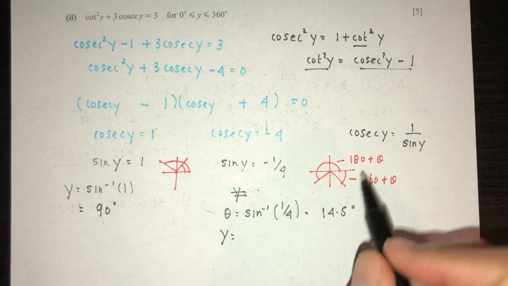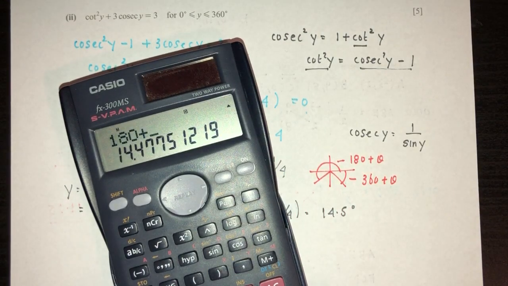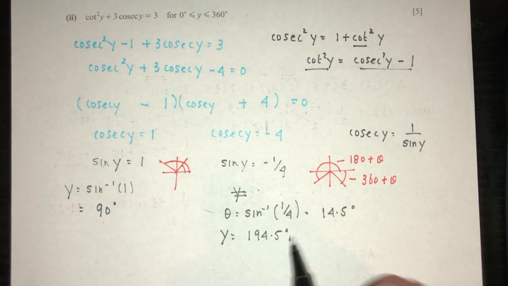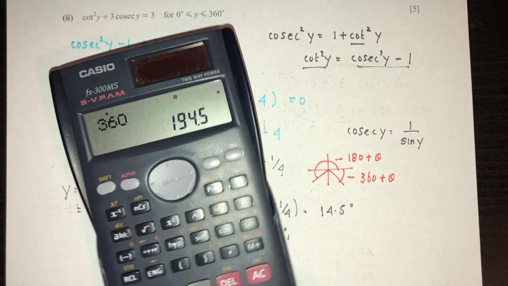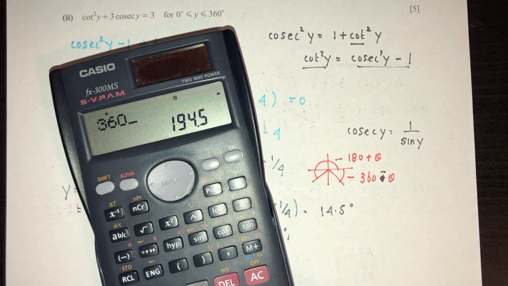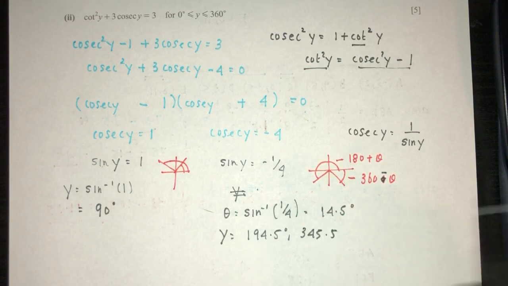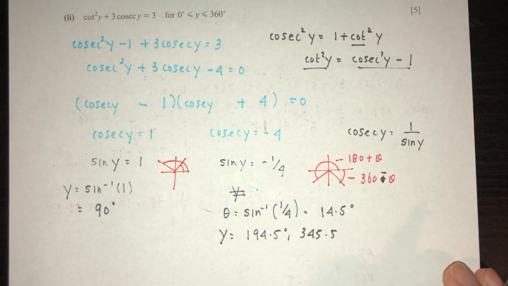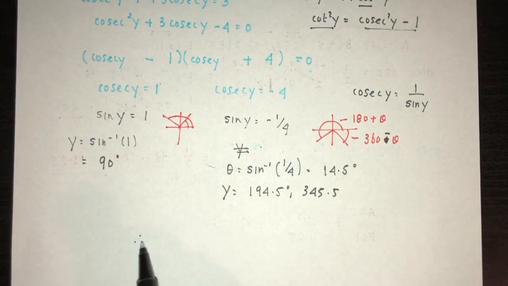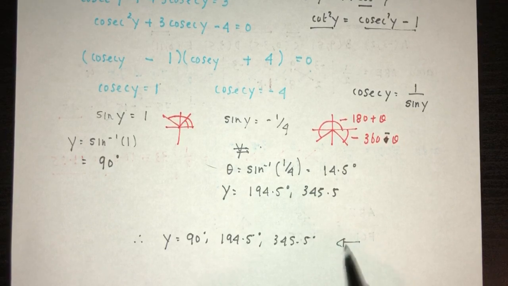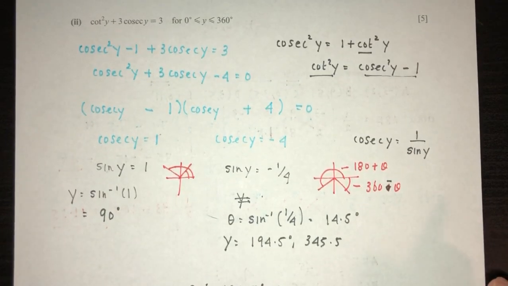Now, using this value of theta, let's find the value of y. Y is according to your quadrants. 180 plus 14.5 is 194.5, and 360 minus 14.5 has to be 345.5. So as you can see, you will have three answers for your value of y. Y can be 90 degrees, 194.5, and finally 345.5. And this is your answer for part 2 of this question.